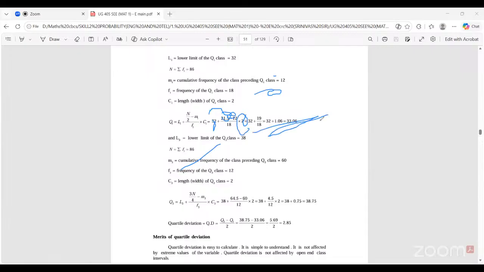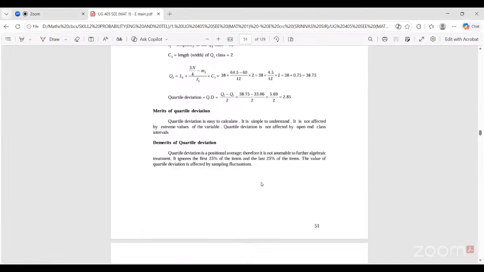So the finding is 33.6, and for the upper quartile, the class interval is 36 to 38, and the value is 38.7. So the quartile deviation formula is (Q3 minus Q1) by 2, which is 5.69 by 2, equal to 2.85. The value we are writing here.